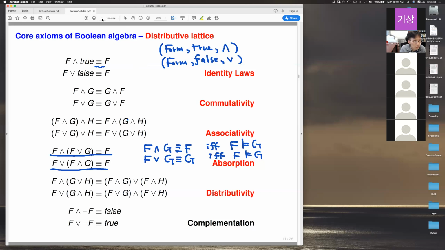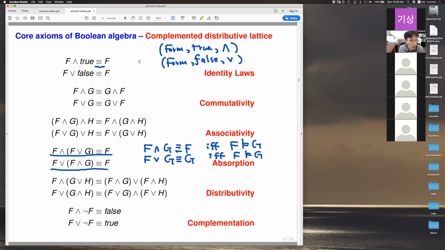The last bit is about giving the meaning of negation. It says that if you take f and its negated version, the conjunction is equal to false. F and the disjunction with its negated version becomes true. Okay, so these are the rules for the Boolean algebra, and it turns out this is complete.